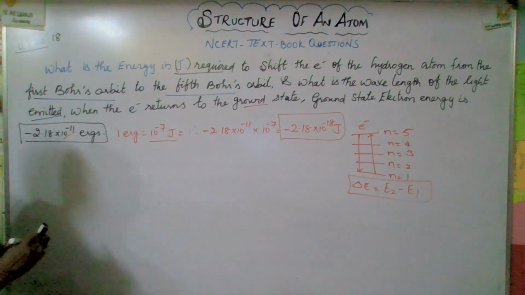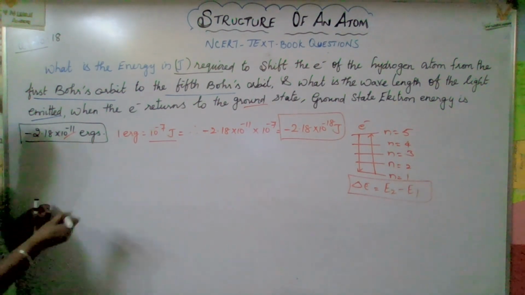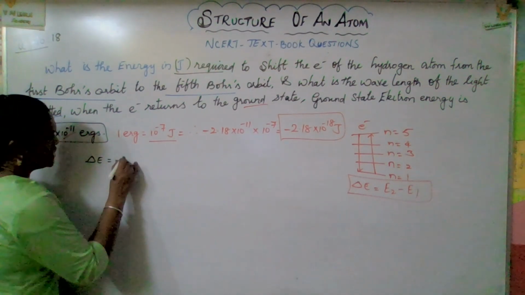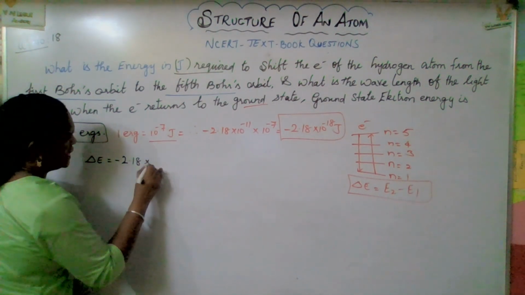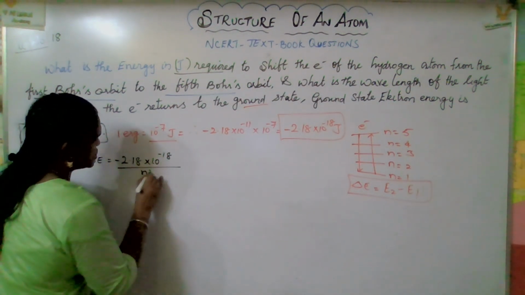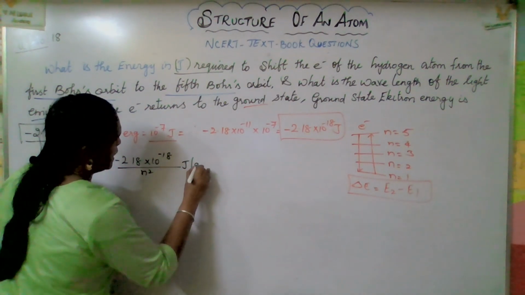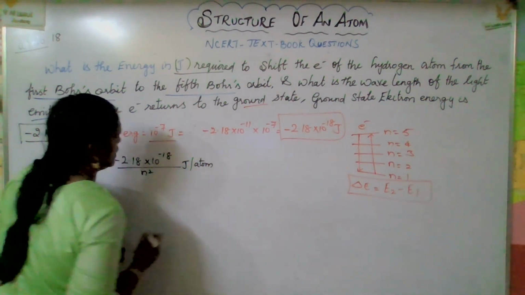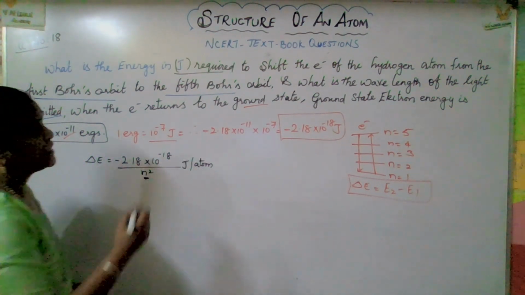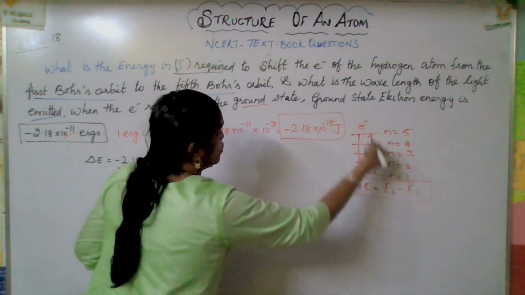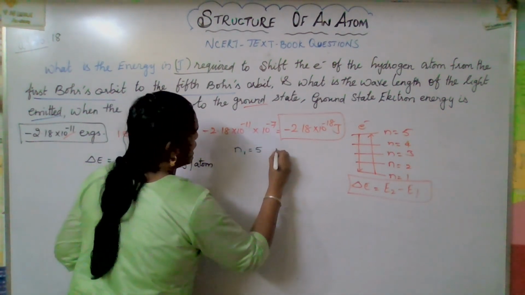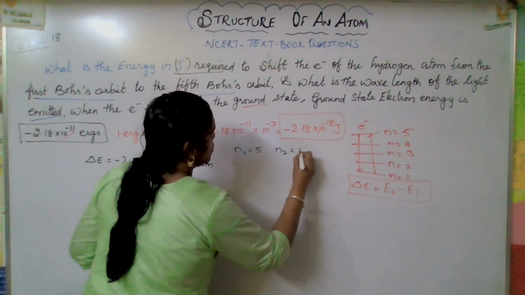Okay, now energy, delta E equal to what? Delta E equal to minus 2.18 into 10 to the power of minus 18 divided by n squared joule per atom. Now, n, they mentioned n equal to what? That is 1 to 5. That means n1 equal to 5, n2 equal to 1.